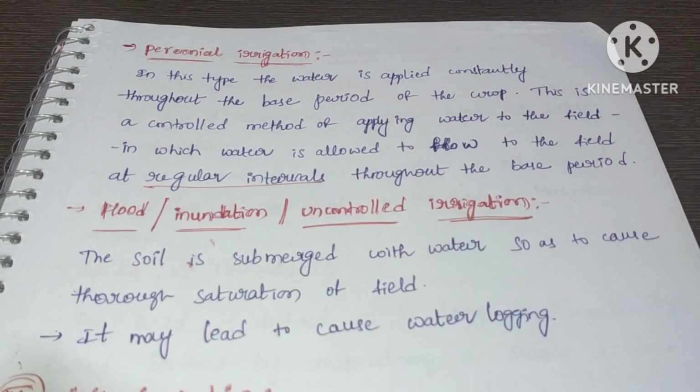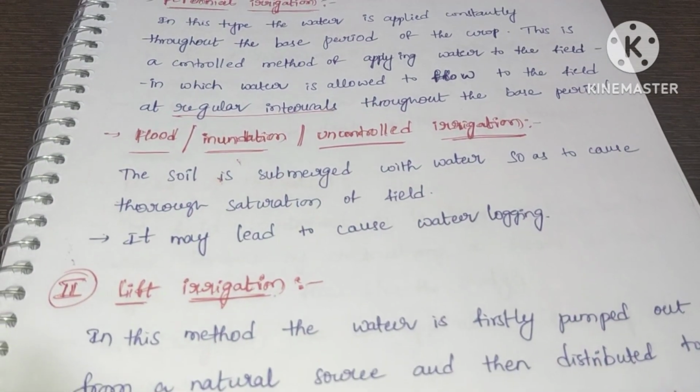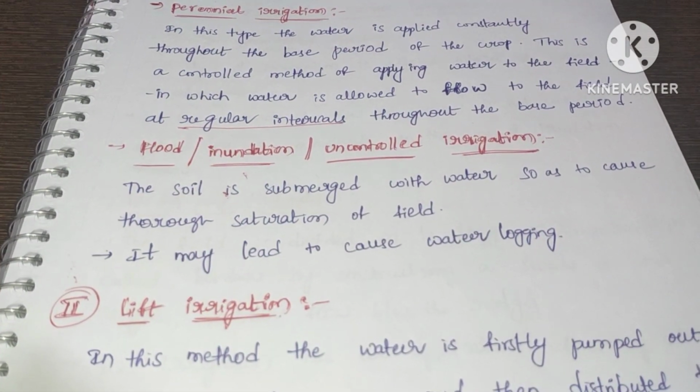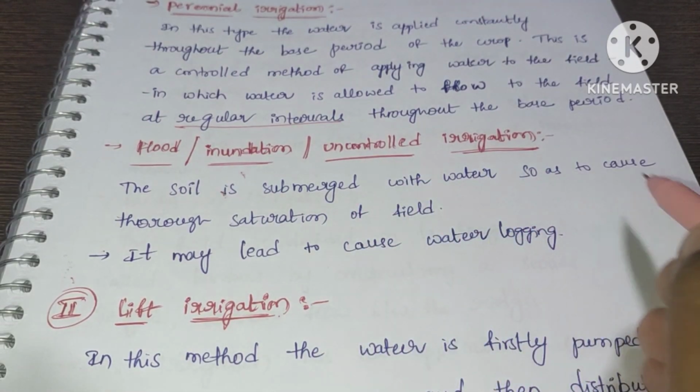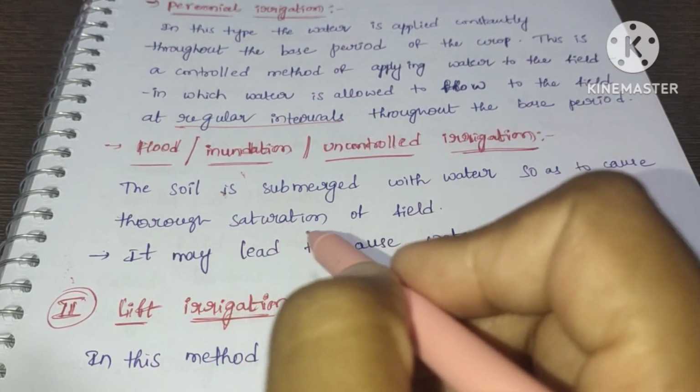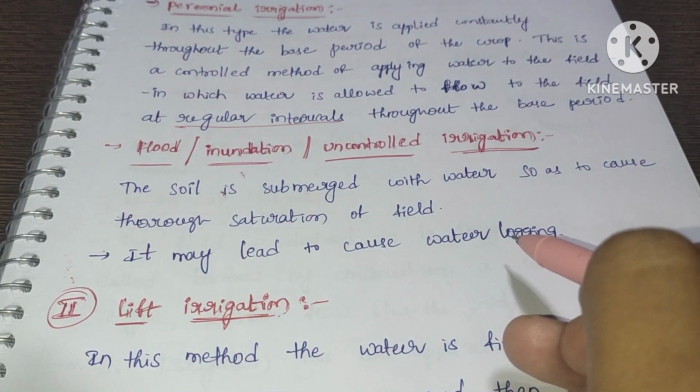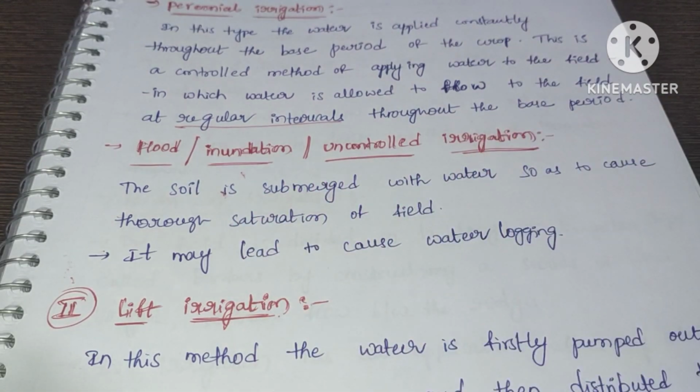Okay, flood or inundation or uncontrolled irrigation. What it means is that the soil is submerged with water so as to cause thorough saturation of the field. We have to flood the field, uncontrolled irrigation. That means a submerged condition, which will cause thorough saturation of the field.